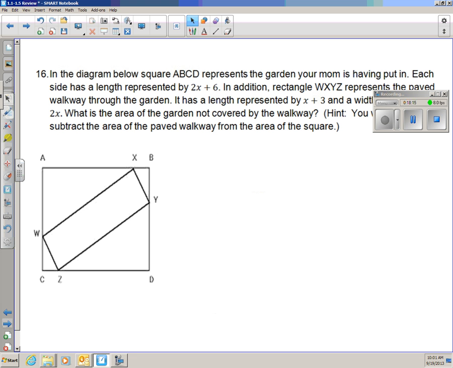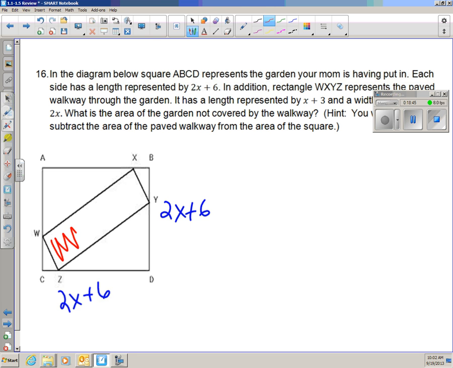Next, in the diagram below, ABCD is a square that represents the garden your mom is having put in. Each side has a length represented by 2x plus 6, which means this side of the square is 2x plus 6. This side of the square is 2x plus 6. Then it also says that in addition, rectangle WXYZ represents the paved walkway through the garden. It has a length represented by x plus 3 and a width represented by 2x. So this is our paved walkway.